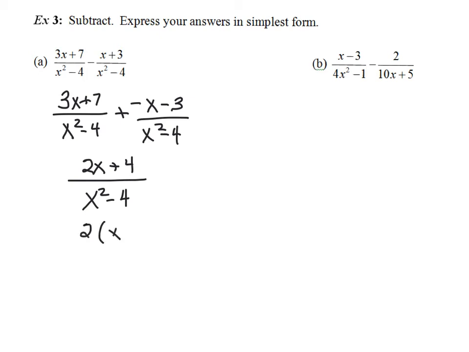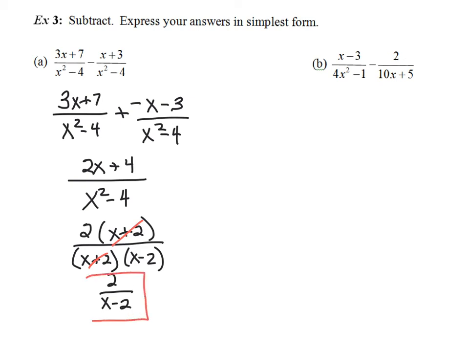So in the numerator, 2 times x plus 2. In the denominator, that's the difference of 2 squares, so that's x plus 2 times x minus 2. So go ahead and cancel off your x plus 2's. So your final answer should be 2 over x minus 2 for that subtraction. That was nice and easy because the denominators already matched.